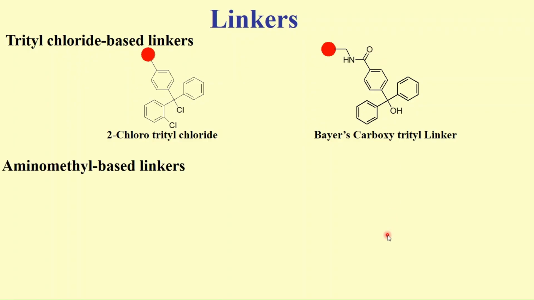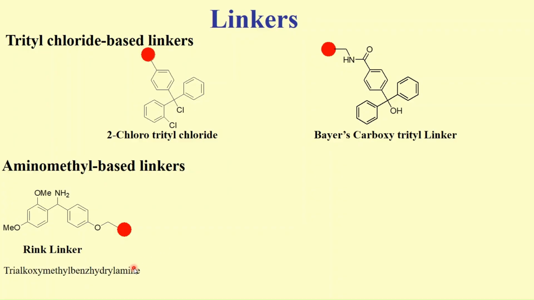The third is aminomethyl based linkers. As the name indicates, it has an aminomethyl group. There it had a hydroxymethyl group. Here this is an aminomethyl group. The first one is the Rink linker. It is what we have seen in Rink resin in the case of hydroxymethyl derivatives. There we had CH2OH. Here we have trialkoxy methyl benzhydryl amine. There we had benzhydryl alcohol. This is the aminomethyl based Rink linker.